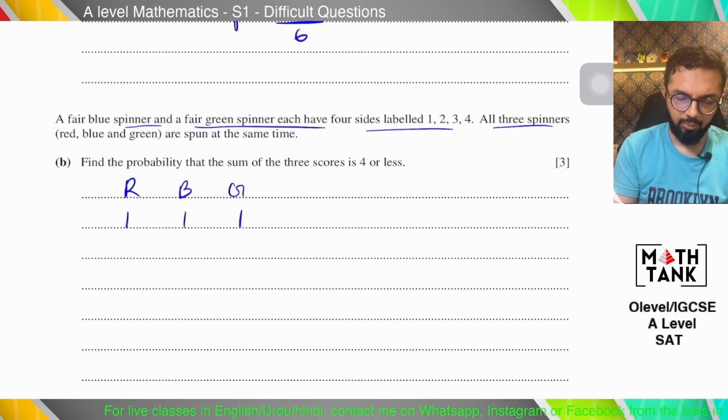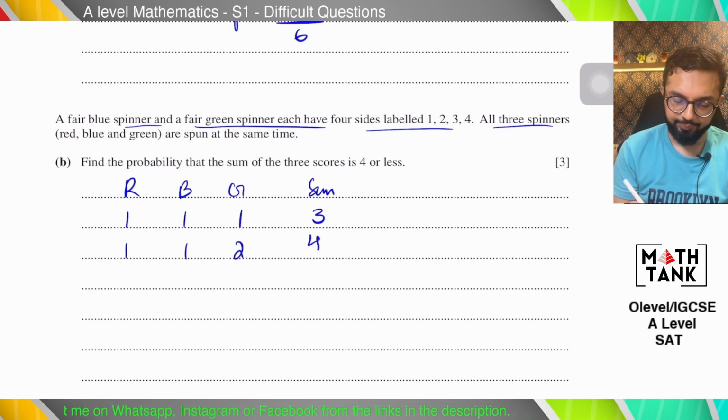Let's start with 111. The sum is 3. 112, the sum is 4. Okay, that should be it. And 121, the sum is again 4. And 211, the sum is again 4.